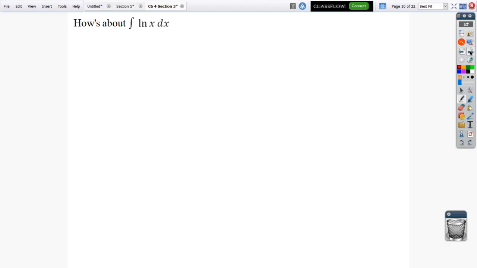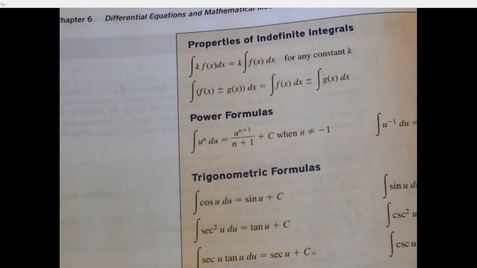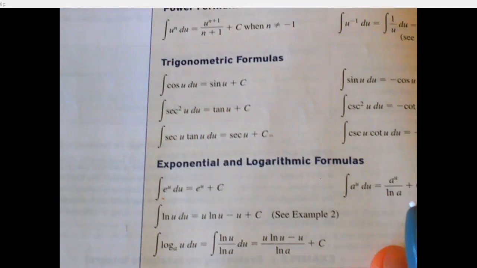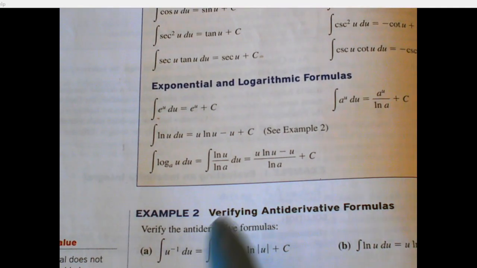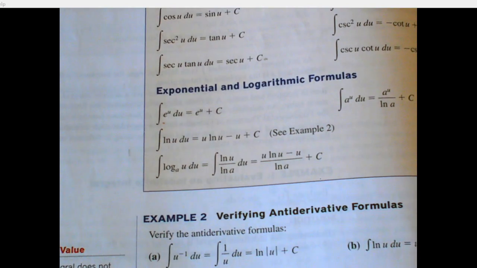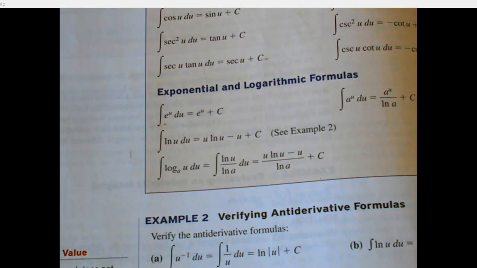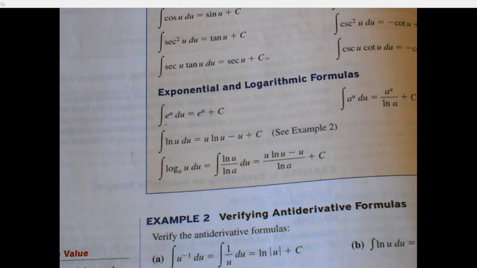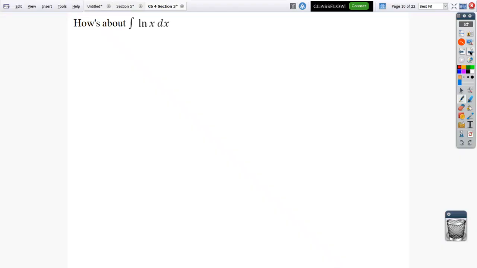How's about this one? This is my favorite one. Now, last section, this was a rule. It was on page, I think it was 332. Yeah, definitely 332. You actually had a formula right in there. Let me just see. See, it's right there. Now, I did say I don't memorize this one because that's too much for me to memorize. So instead, I look at it as an integration by parts formula problem.